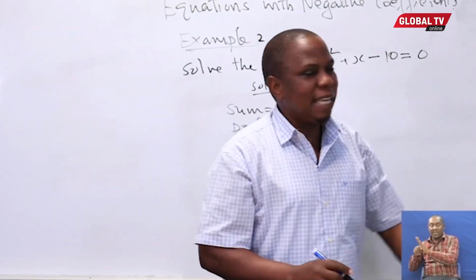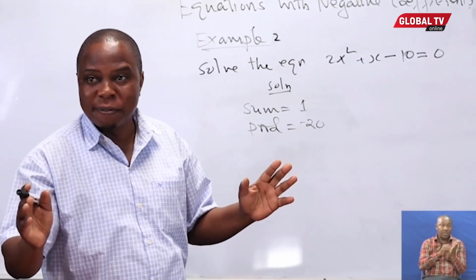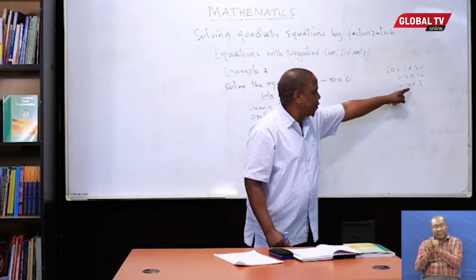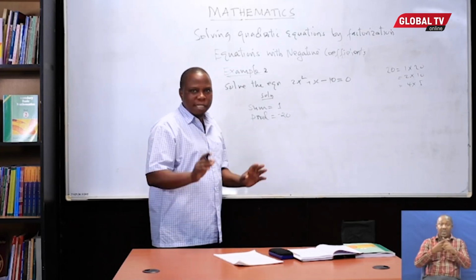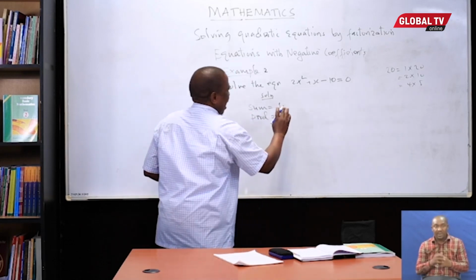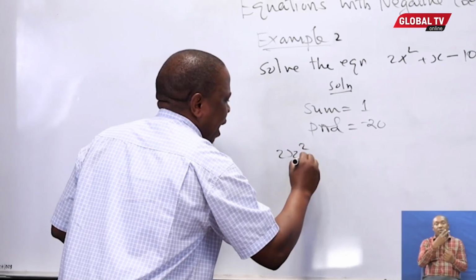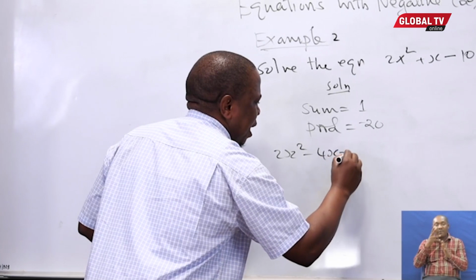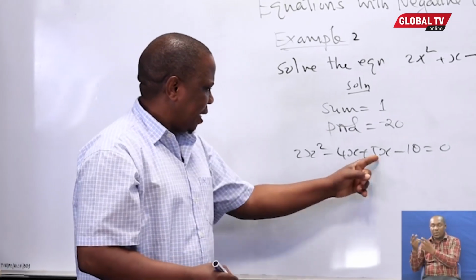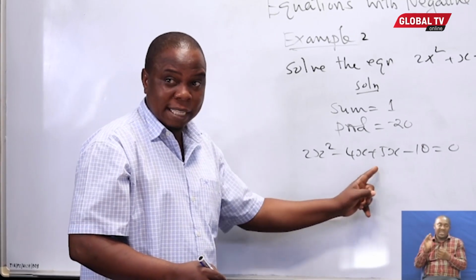Now, 1 and 20, in whatever the case, cannot give you 1, even by making one negative. Also, 2 and 10, in whatever the case, cannot give you 1. It is only 4 and 5 whose summation, by making one of the numbers negative, can give you 1. Now, our middle term can be written in terms of 4 and 5. That is 2x squared minus 4x plus 5x minus 10 is equal to 0. Their position doesn't matter. You can even start with 5x followed by minus 4x, or as I have written it here.